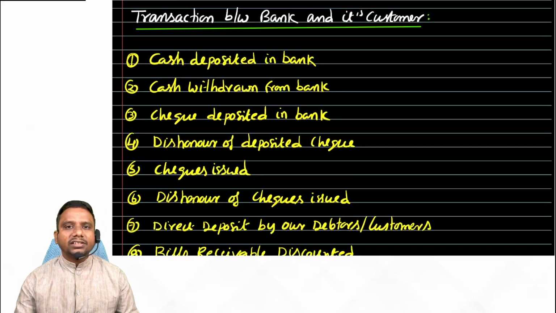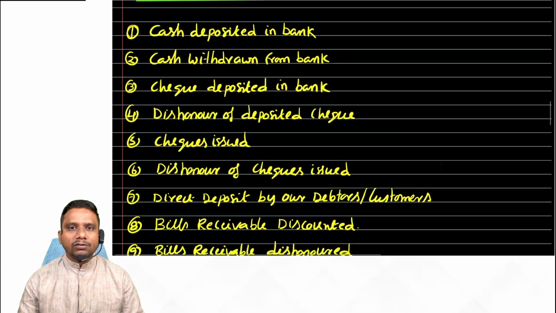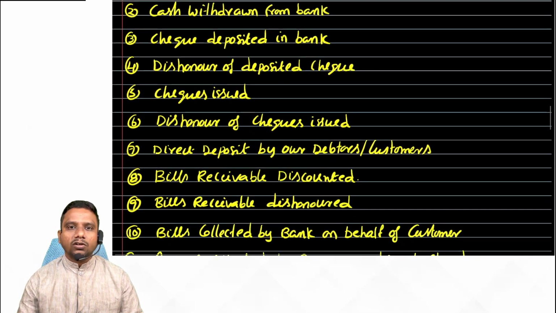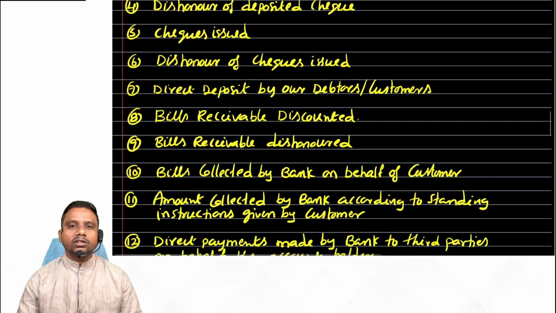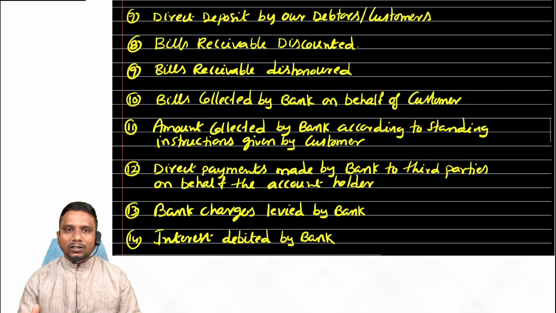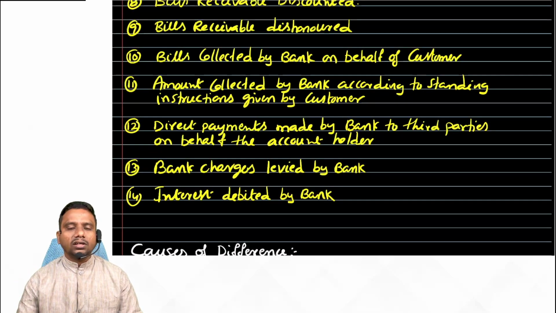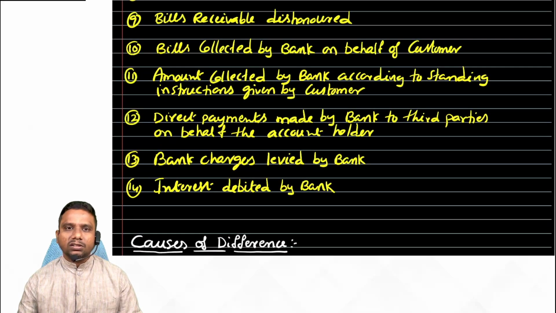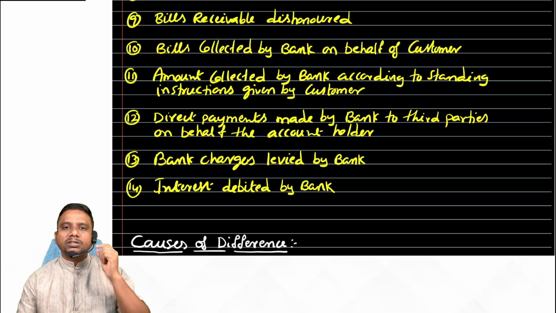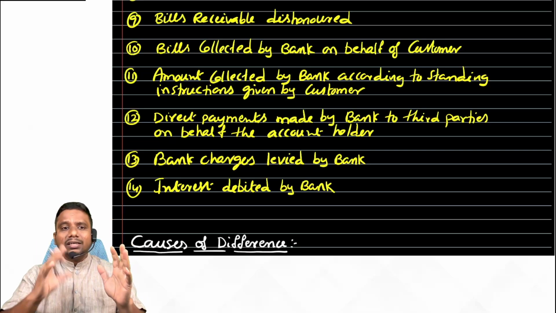What are the various transactions between bank and its customer? Means cash deposited in bank, cash withdrawn from bank, checks deposited in bank, dishonor of deposited checks, checks issued, dishonor of checks issued, direct deposit by our debtor or customer, bills receivable discounted, bills receivable dishonored. Next, bills collected by bank on behalf of customer. Next, amount collected by bank according to standing instruction given by customer. Next, direct payments made by customer to third parties. Next, bank charges levied by bank, interest debited by bank. These are the various transactions between bank and its customer.